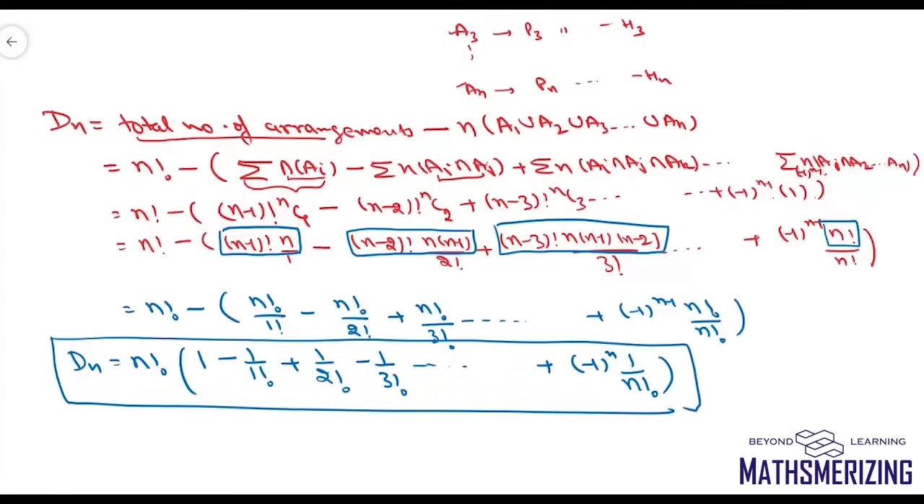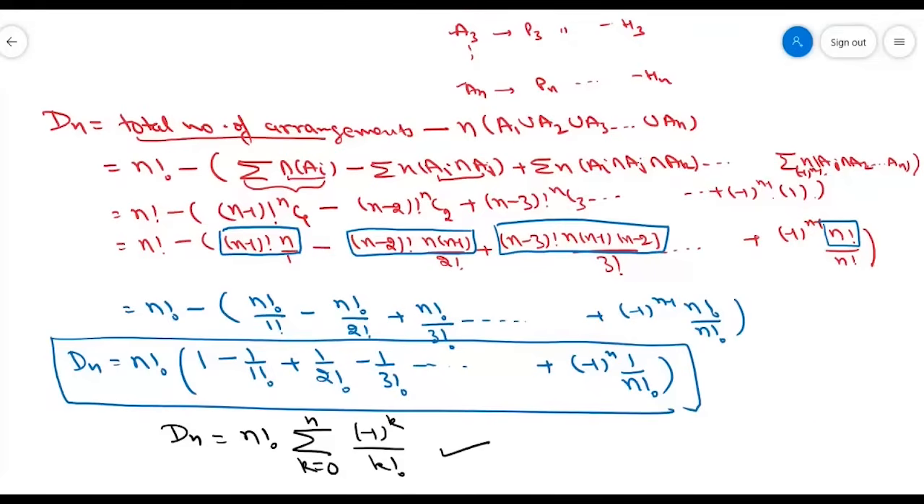So that is the formula proof for dn, which is derangement of n objects, and I can also write it as dn equals factorial n and then summation k varies from 0 to n, minus 1 to the power k upon factorial k. This is how we prove this formula.